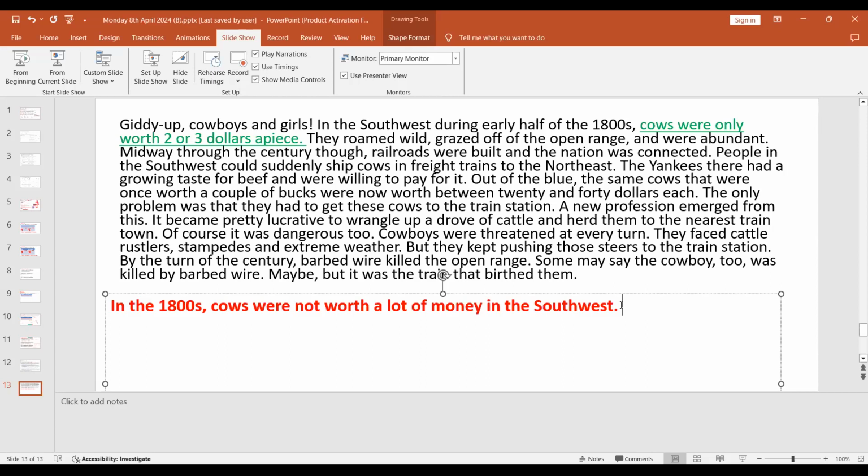People wanted to eat more beef. No. Why did it change? Even though there was a growing taste for beef, why did it change? Something important happened that caused it to change.